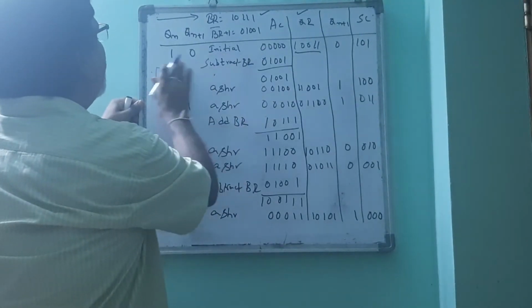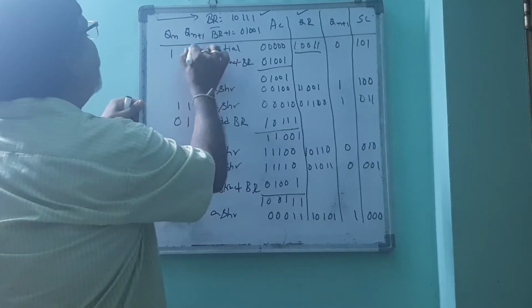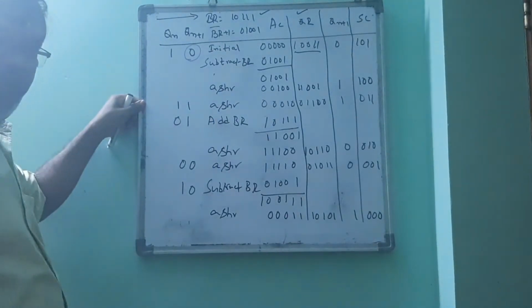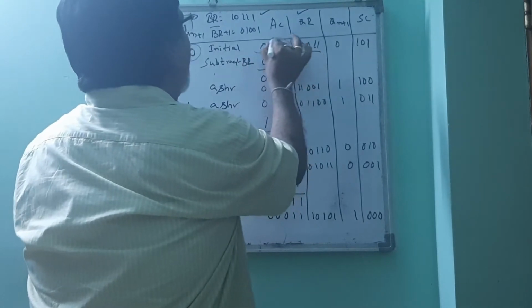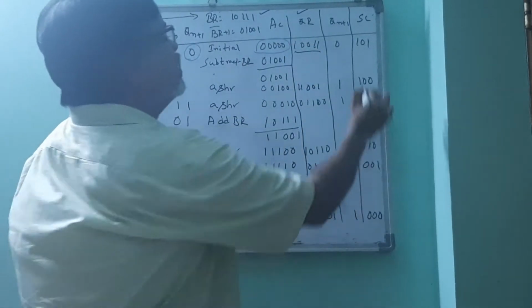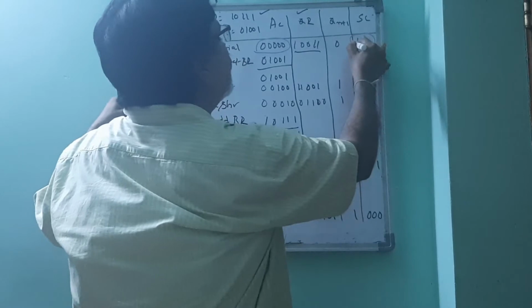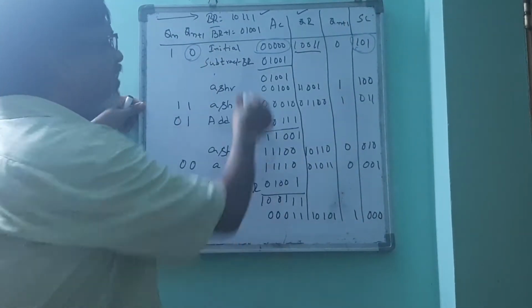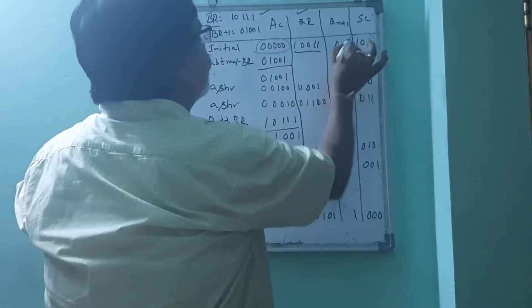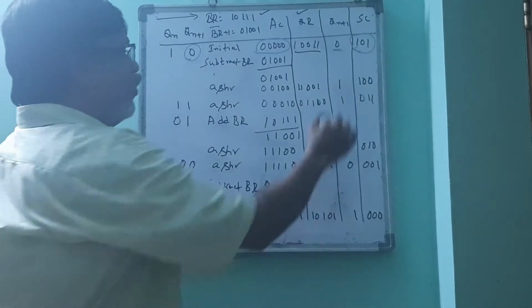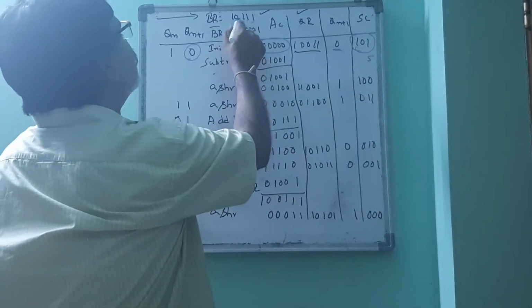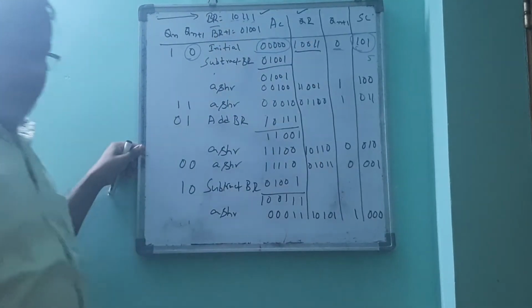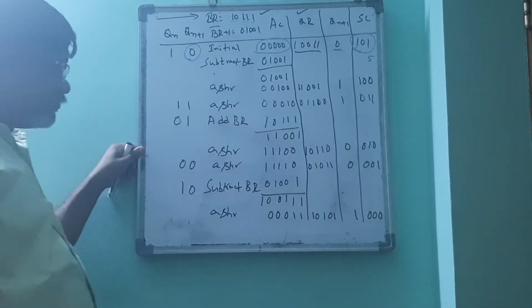Initially, as we said, Qn plus 1 is initialized with 0, the accumulator value is initialized with all zeros, and the sequence counter will be 101. Why is it 101? 101 equals 5. Here you can see 1, 2, 3, 4, 5 bits are there.